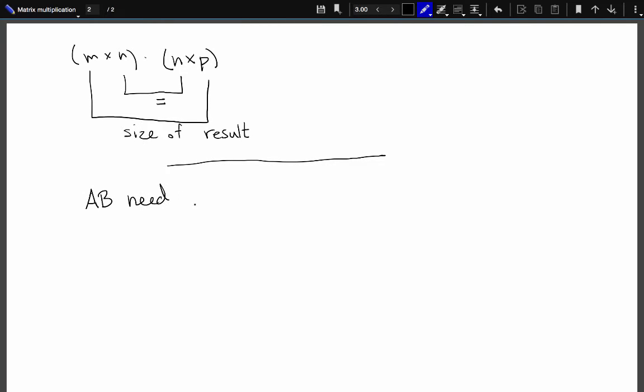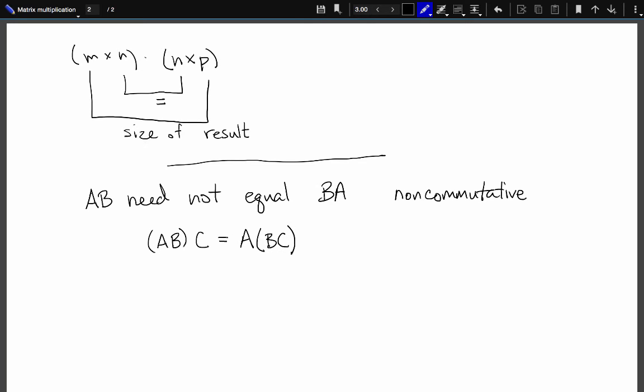A couple of important rules. You lose the commutative property. AB does not have to equal BA. They're not even necessarily both defined, but even when they are, they're not necessarily the same. So we have to preserve the ordering very carefully when we do matrix multiplication. On the other hand, we do have our good old associative law, and we actually use that a lot in our manipulations.